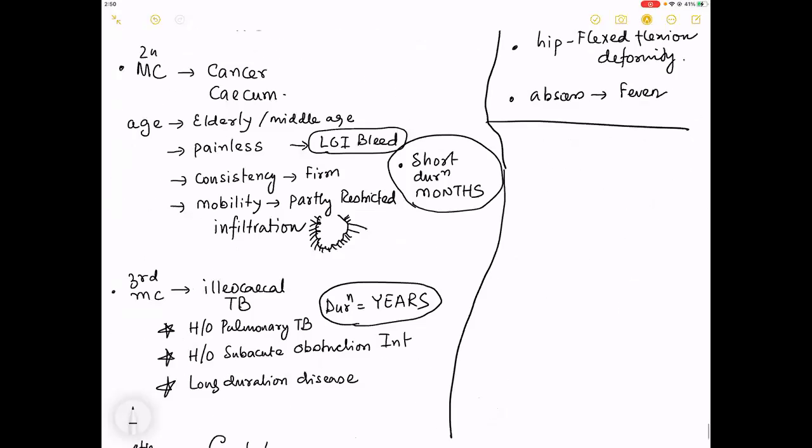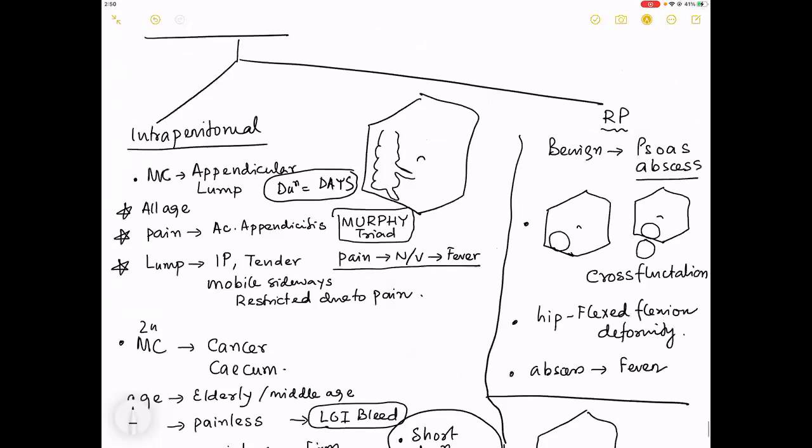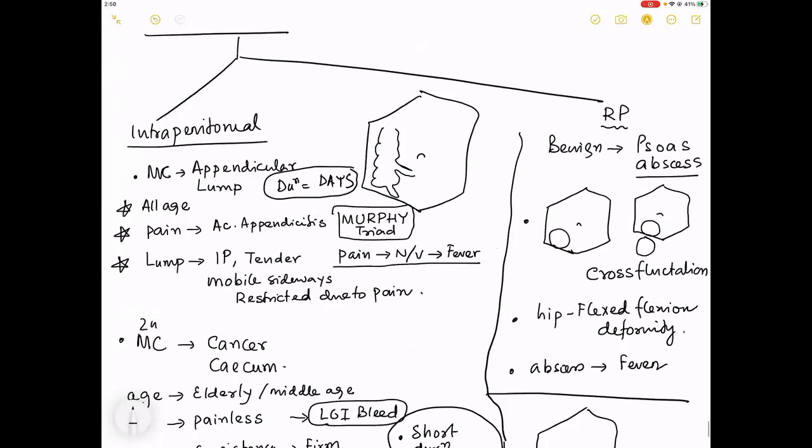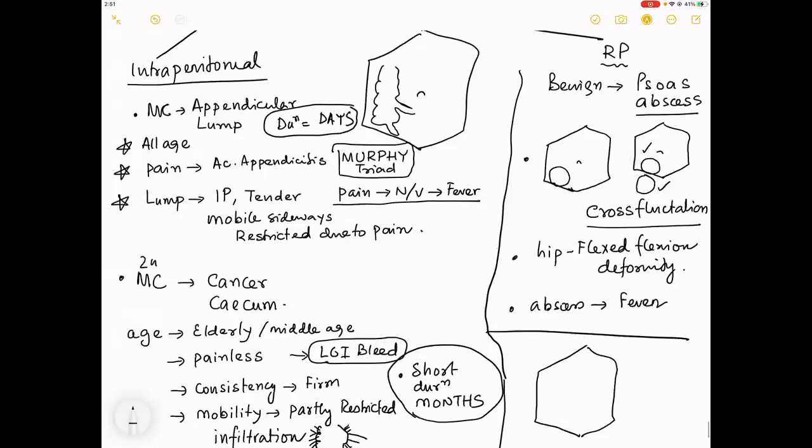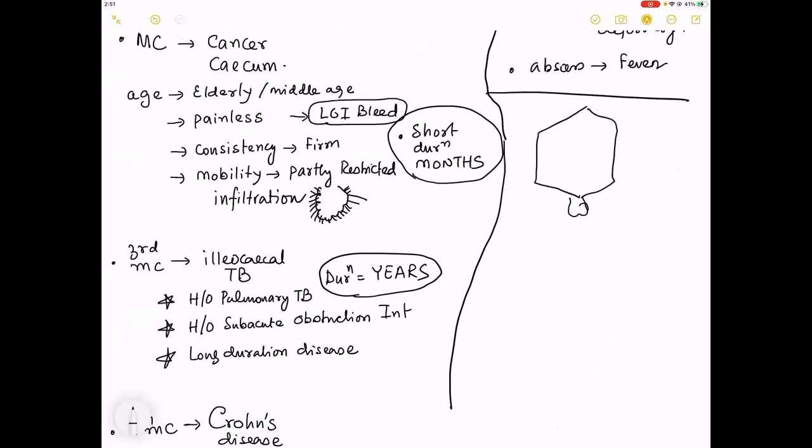Now, another example. Can you tell the cross fluctuation one? Cross fluctuation means when you press on the swelling below the inguinal ligament, the swelling above the inguinal ligament becomes prominent, and vice versa. In your swelling examination, gang, this is an 18-year-old who presented with a retroperitoneal swelling on the right side.